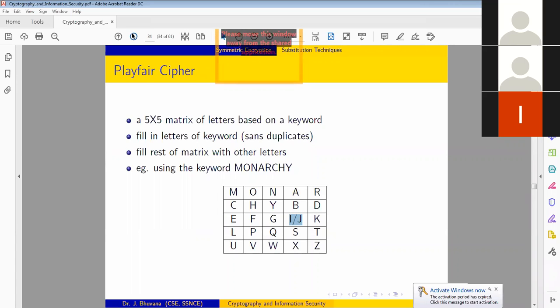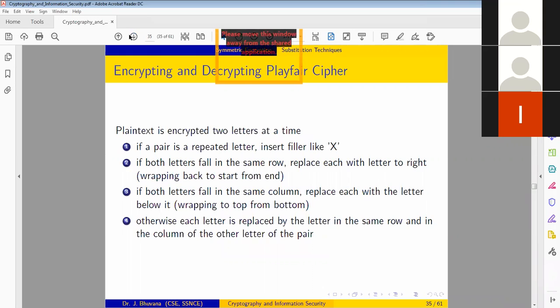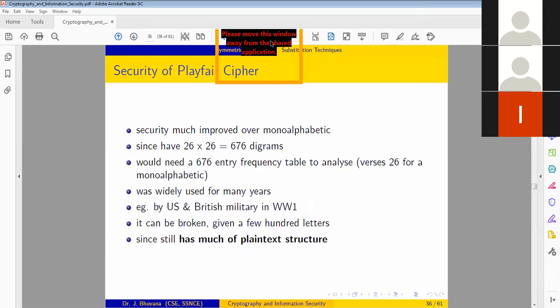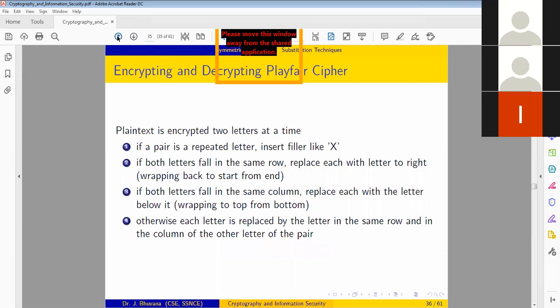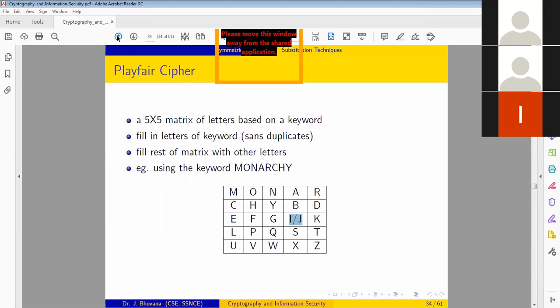Now there are some rules I'm going to follow. Assume the message I'm transmitting is security. The message itself is security, so I have to divide the message into digrams. A digram is a two-letter word. So take the first digram, S and E.